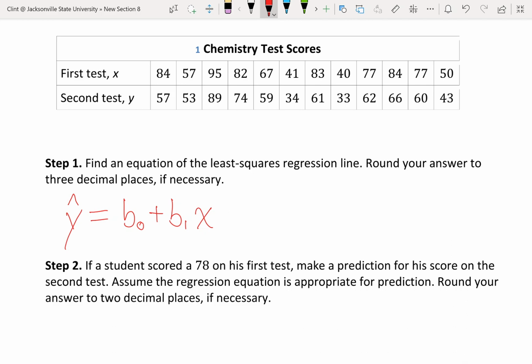On this one, our equation: for the y-intercept, you should get something that rounds to 2.607. And then for the slope, you should get something that rounds to 0.788. And the slope's the one that goes with the x.